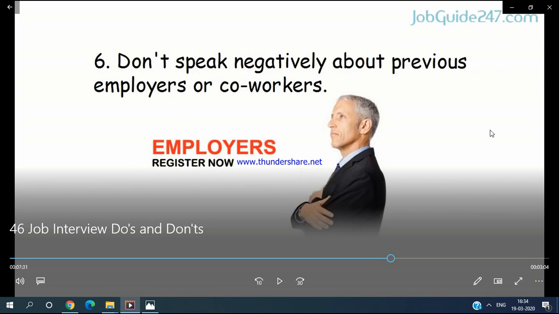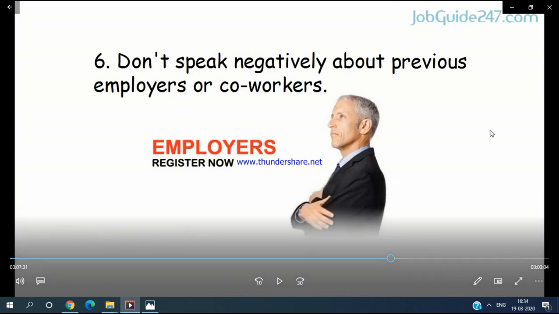Like this one we already discussed previously also. Don't speak anything negative about previous employers and co-workers or the job place also. आपने कहीं भी काम किया हो, किसी के भी साथ काम किया हो, आपके कोई भी बॉस रहे हों, क्योंकि misunderstanding challenges हर जगह होते हैं. But don't speak anything negative about the previous job.